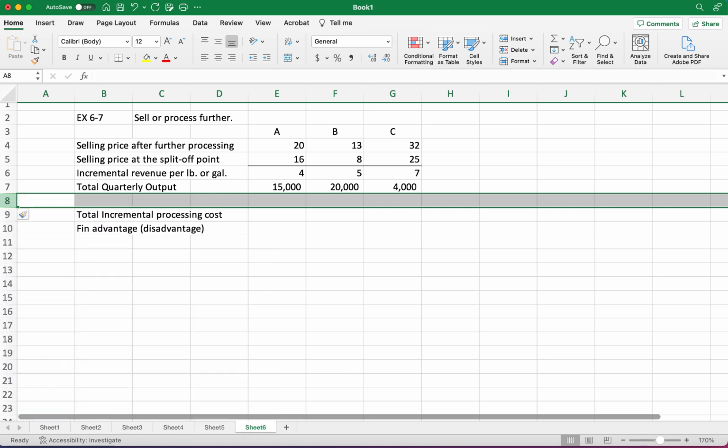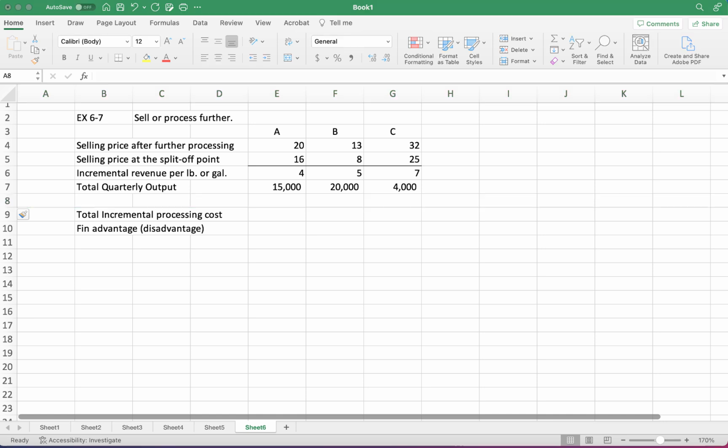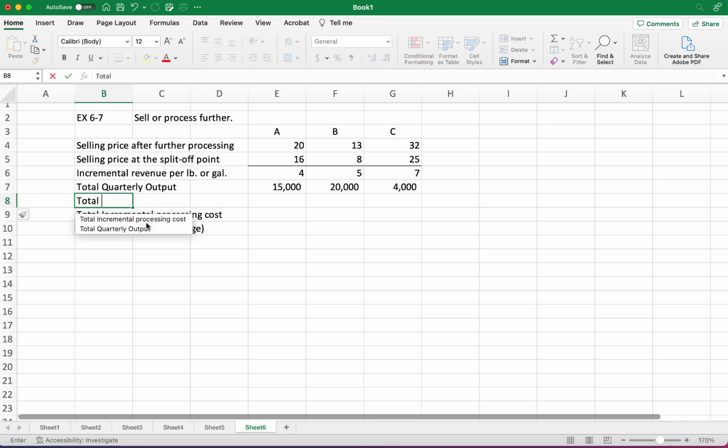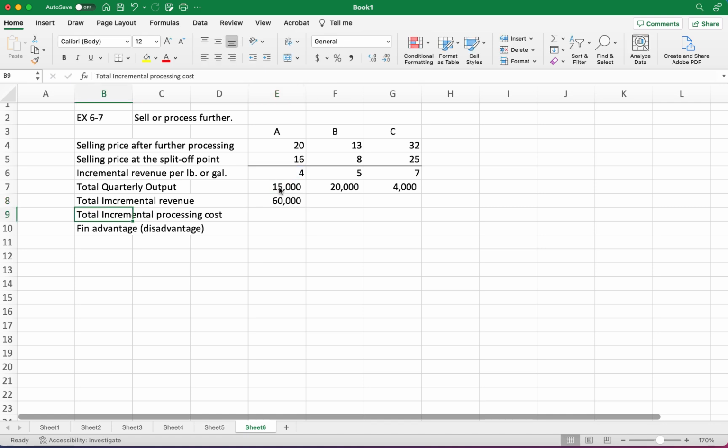We can figure out what our total incremental revenue is. All I need to do is to take my $4, which is the incremental revenue per pound of product A, and multiply it by the total quarterly output of product A. We get 60 grand. We do the same thing for products B and product C. I'm just going to click and drag down, right?